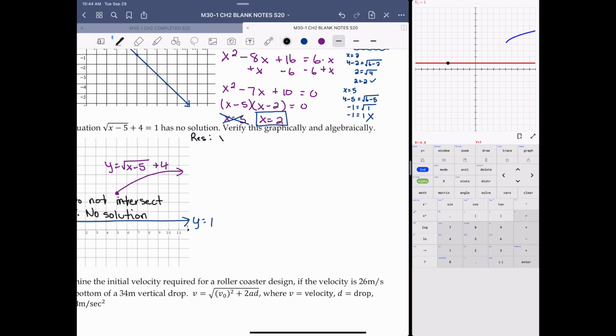Taking our radicand, x minus 5, setting it greater than or equal to 0, adding 5 to both sides. x has to be greater than or equal to 5. Those are our restrictions.